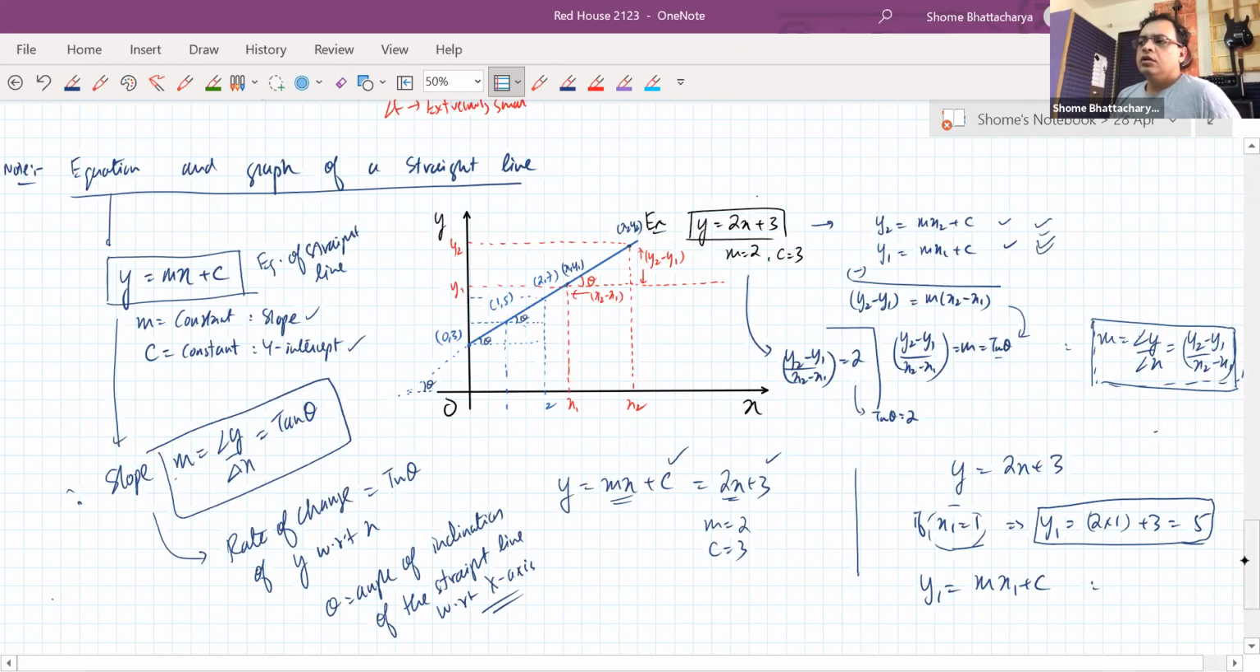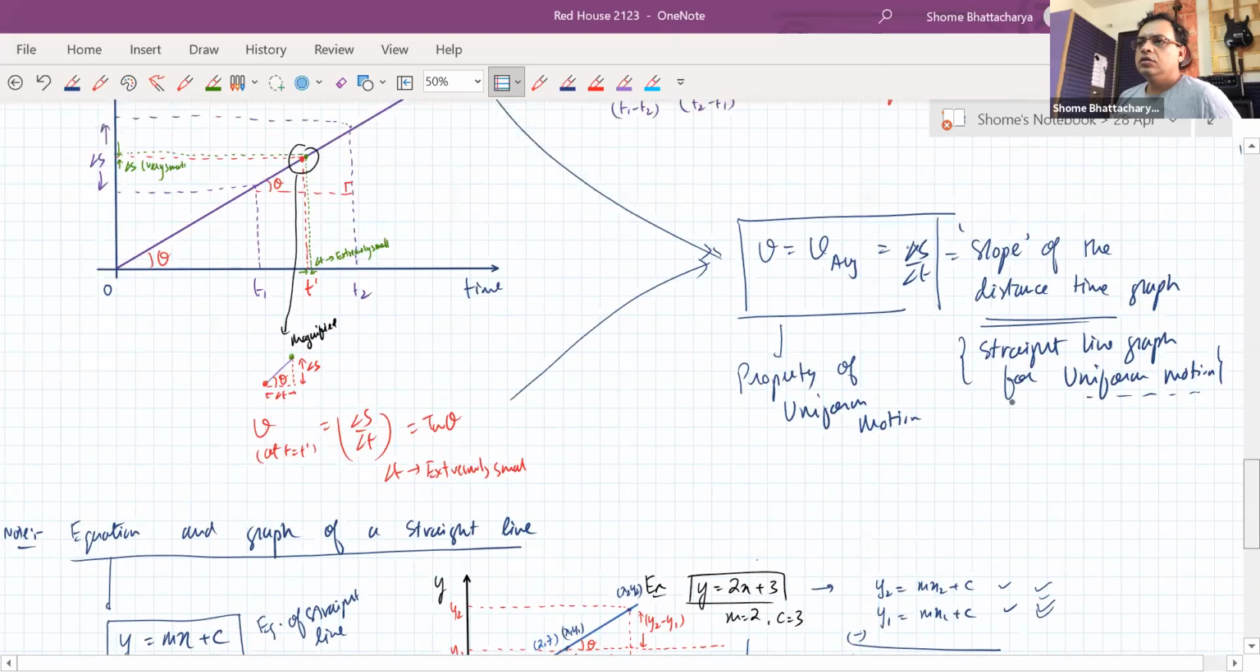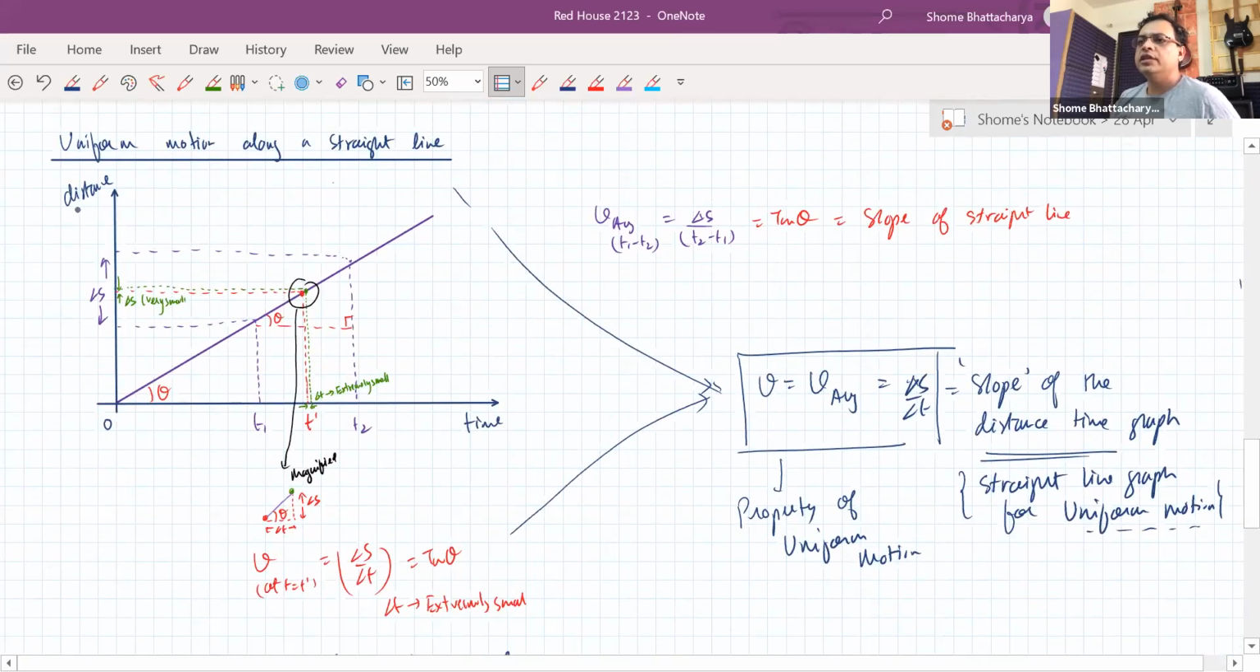Okay. So now when we apply this information to uniform motion along a straight line, what we observe is that if we plot distance versus time, it is going to be a straight line graph passing through the origin. Why? Because obviously distance has to start from 0. So it is a straight line of this type, where distance is equal to some constant velocity or some constant speed times time.